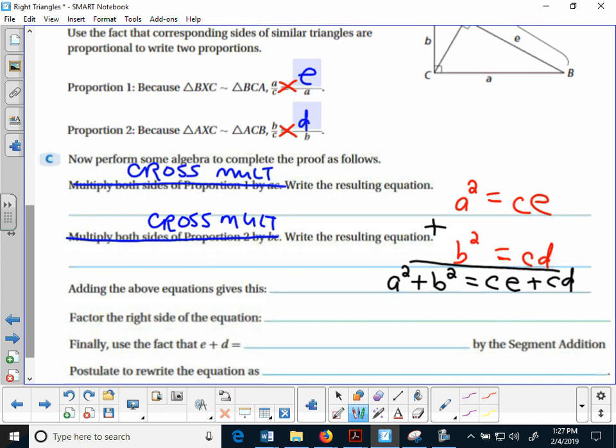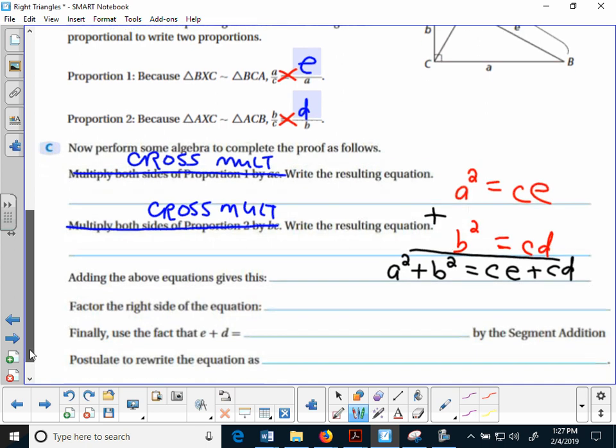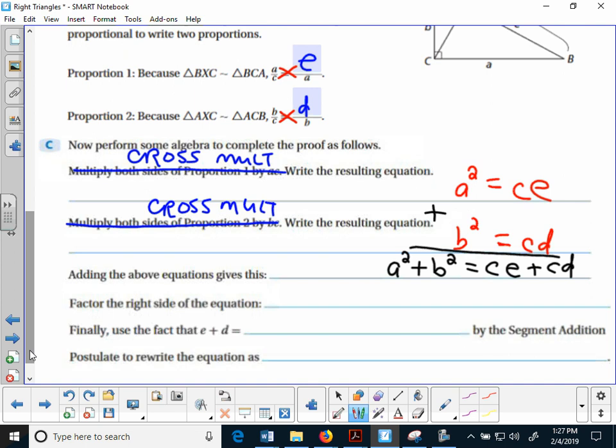Next it says factor the right side of the equation. So notice how they both have the C. We're going to actually pull out a C. We're going to factor it out. So if I take out a C, what am I left with here? E. Right here, if I take out a C, I'm left with D. Nice work. Now we're looking good. Oh, by the way, your reason for factoring, that's the distribution property. Okay?